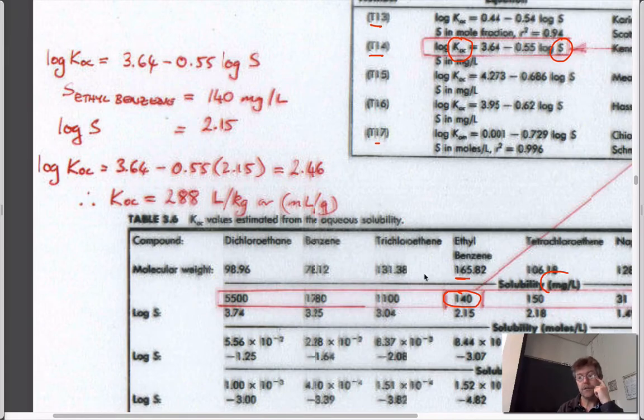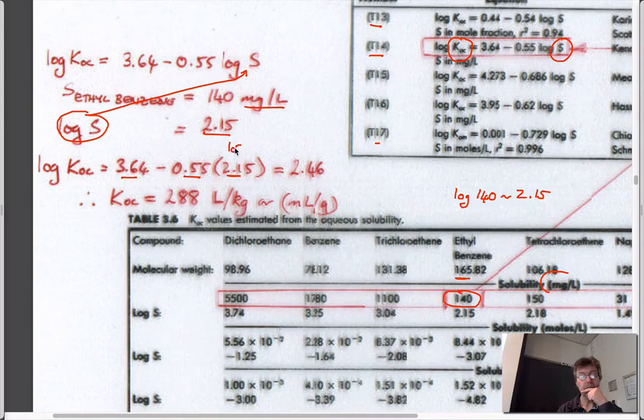So if we know that the solubility of ethylbenzene is 140, take the log of this. It is equal to 2.15, I think. This here has to be in milligrams per liter. If we know what the log of the solubility is, and we put it in here, then we have this expression here, constant, solubility, or log solubility, and that comes out to be 2.46, which is the log of this organic carbon partition coefficient.